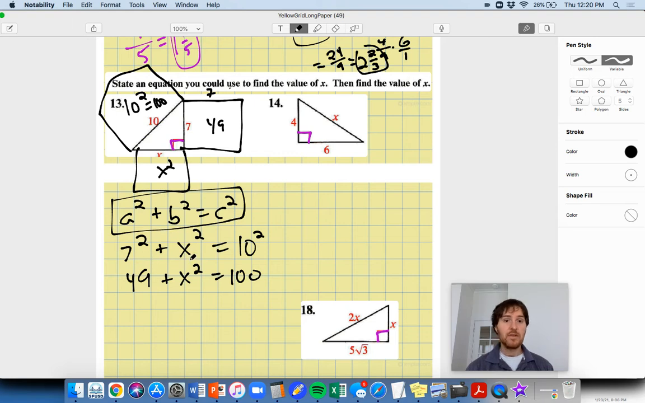So square everything, right? Square it on up. Then we get x squared equal to, I got to subtract that 49, so I'm going to bring the 49 over here. So 100 minus 49 is 51. You with me? All right.